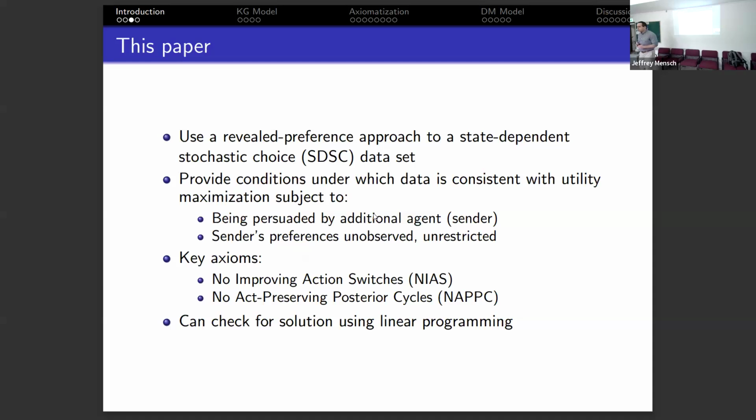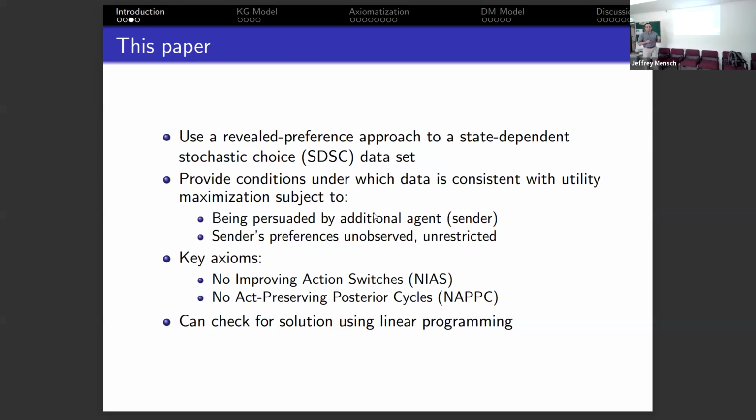Okay, so what I do in this paper is use a revealed preference approach. Think about Afriat in 1967, but there are a lot of papers since then that use similar approaches to what's called the state-dependent stochastic choice data set, where we see a distribution of actions from each menu conditional on the state. And then I provide necessary and sufficient conditions for this pattern of decision-making to be consistent with the decision-maker being persuaded by an unobserved sender, where I don't restrict, except very mildly to rule out indifference, the sender's preferences.